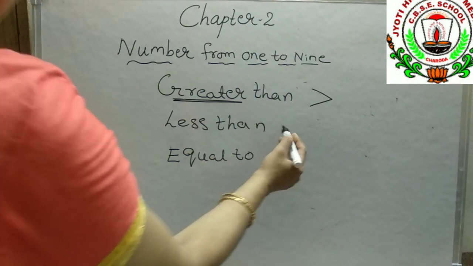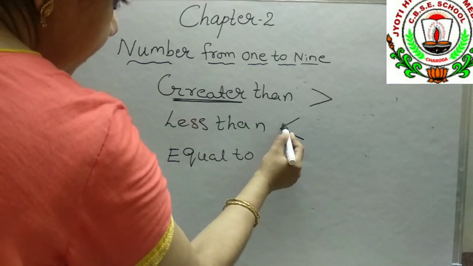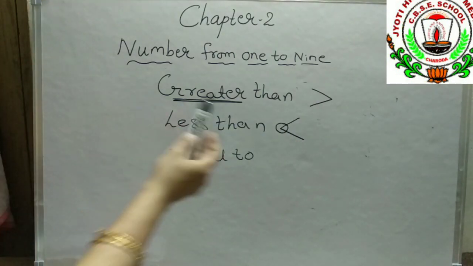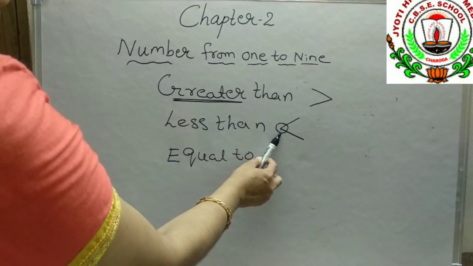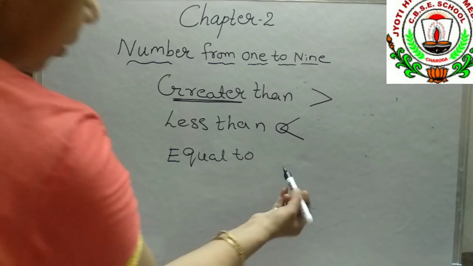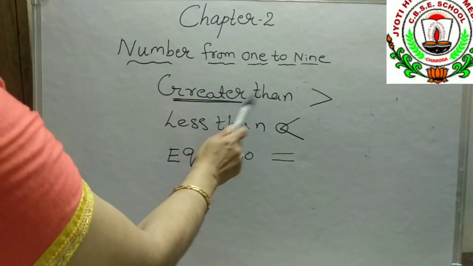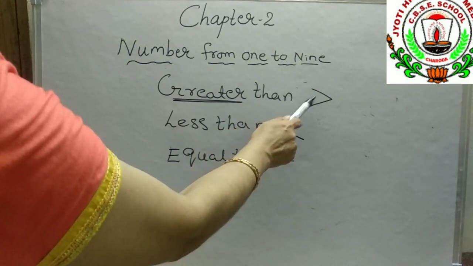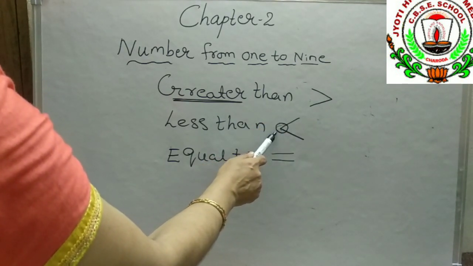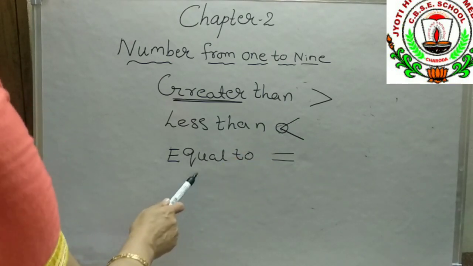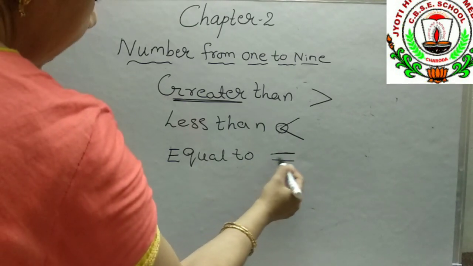And next is less than. In the less than, the sign should be like that and the back portion should be toward the number which is less. Now in equal to, the sign of equal to is like this. So in greater than, the mouth should be open toward the number which is greater, and in less than, the back portion of the sign should be toward the number which is less than. And in equal to, the sign is two parallel lines.